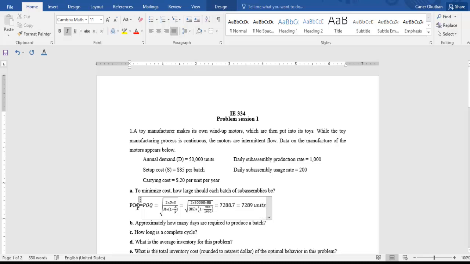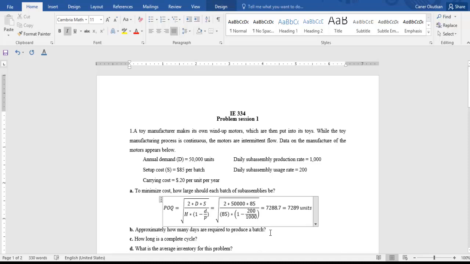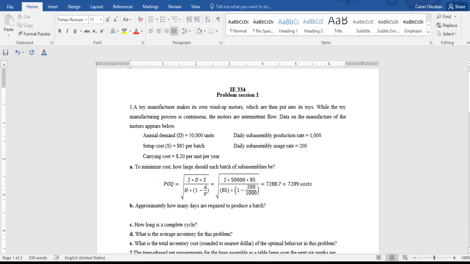Okay, in question A we use the production order quantity formula. In question B, approximately how many days are required to produce a batch? How many days? So we have to find the required days.